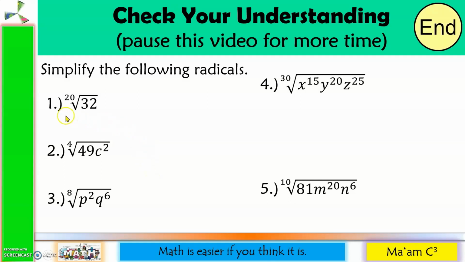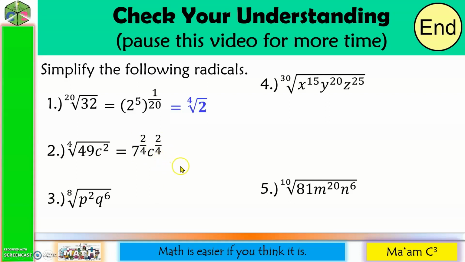Let us answer number 1, 20th root of 32. I'll convert this into exponential form. I'll express 32 as 2 to the 5th power. 5 times 1 is 5 and 5 over 20 is 1/4. So I have 4th root of 2. Next one, I'll express 49 as 7 squared. So this is 7 raised to 2/4, c raised to 2/4. Lowest term of 2/4 is 1/2. So I have a square root of 7c.